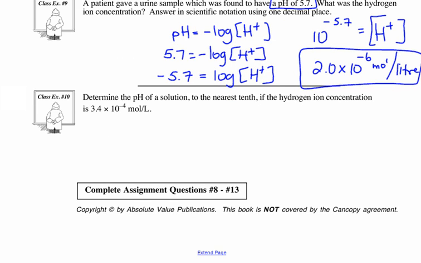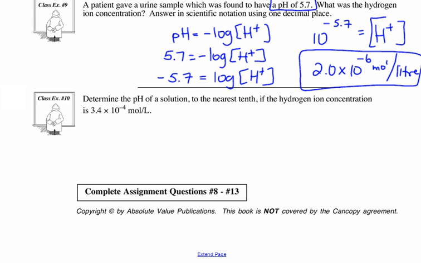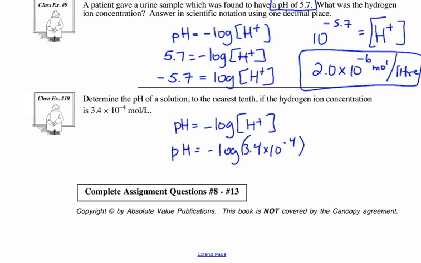Last one, is this one easy to find out? Just put it into the formula. Just go straight to your calculator, right? Because they give us the hydrogen ion concentration this time. Okay, and I'll just give it to you. Comes to 3.5.